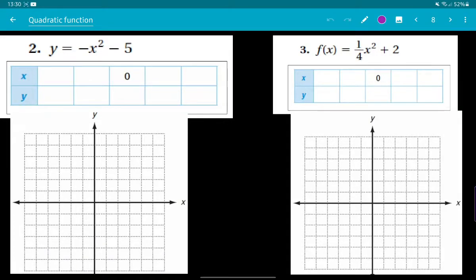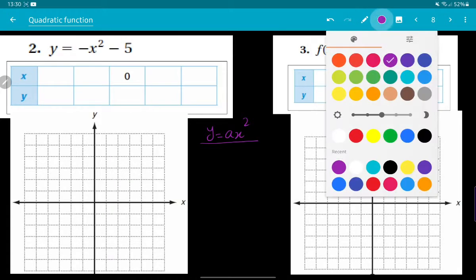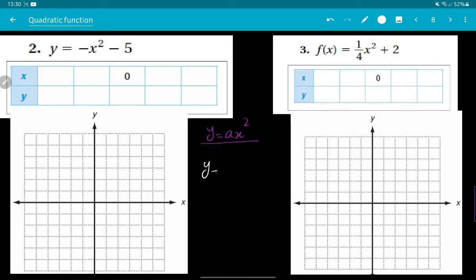This is the second part for the quadratic function. We did in the first part y equals ax squared. Now we have y equals ax squared plus c. Still no b. So when b equals 0, the vertex will be 0 on something in the y.